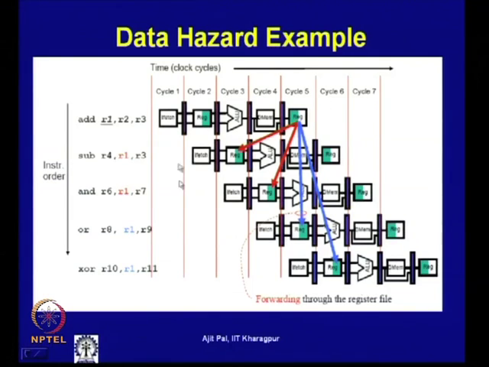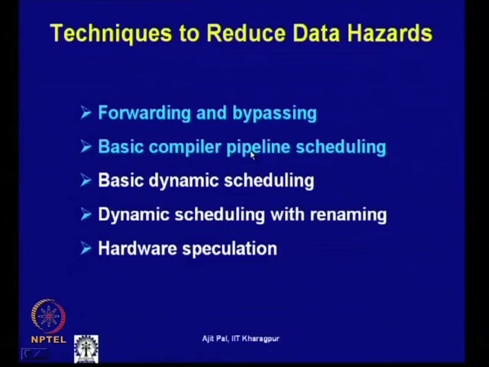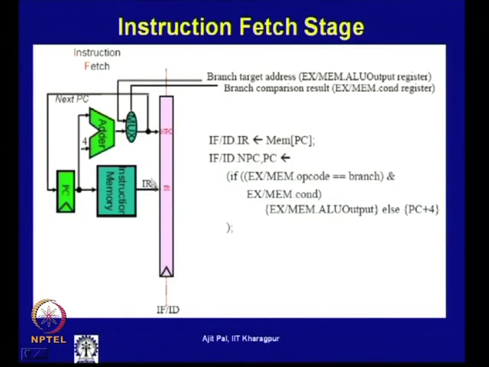If we look at this particular pipeline execution of these instructions, we find that the data hazard is arising in spite of the fact that results are already available in the pipeline registers. Although the data has not yet been written into the register where it has to be written, that is R1, those values which were computed here in the third clock cycle are already available in different pipeline registers. So, as you can see, the pipeline registers are holding different values after the execution in different stages.